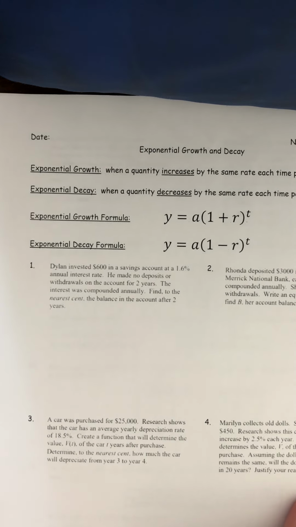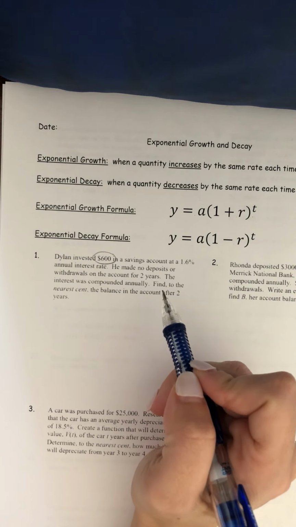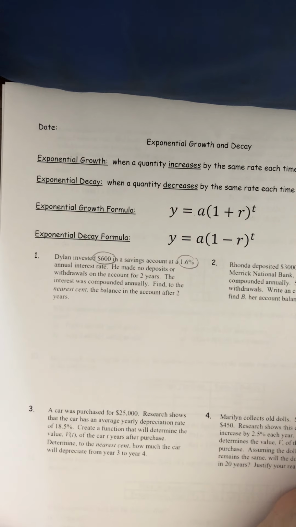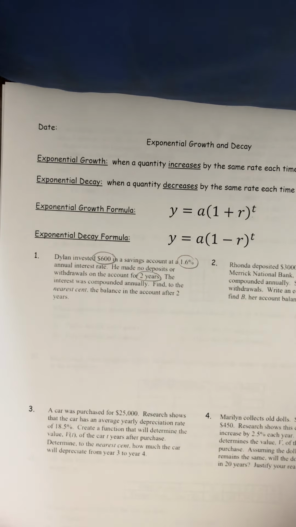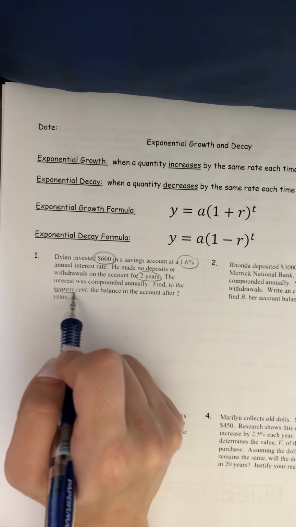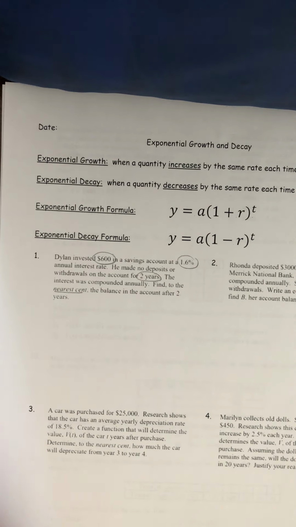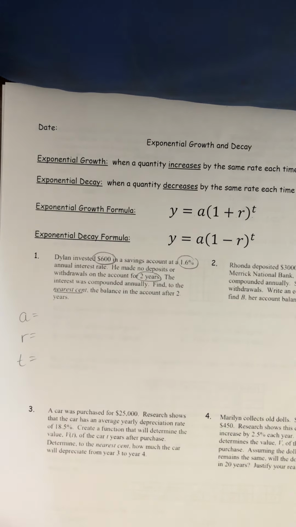So if we look at these first four, it says Dylan invested $600 into a savings account at a 1.6% annual interest rate. He made no deposits or withdrawals for 2 years. The interest was compounded annually. Find to the nearest cent, so that's going to be 2 decimals, the balance of the account after 2 years. So you can still list out your A, R, and your T here.